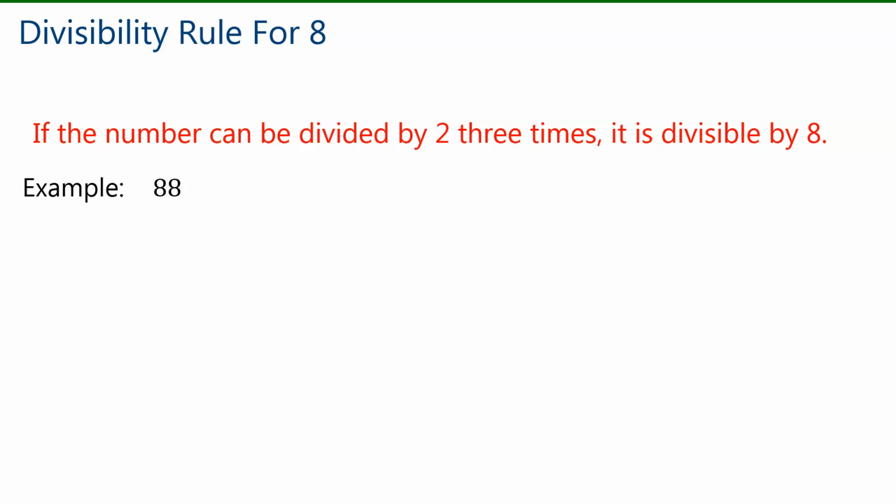So let's look at the number 88. Already knowing my multiplication facts, I know this is divisible by 8, but let's practice the rule. 88 divided by 2 is 44, so it can be divided by 2 once. 44 divided by 2 is 22, so it can be divided by 2 twice. So I just established that this is also divisible by 4.